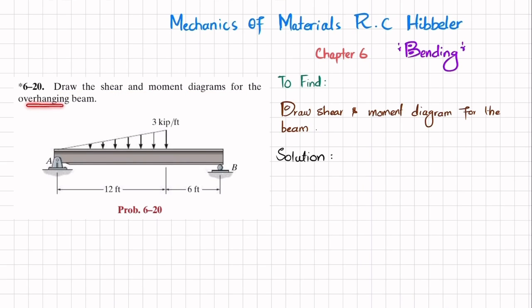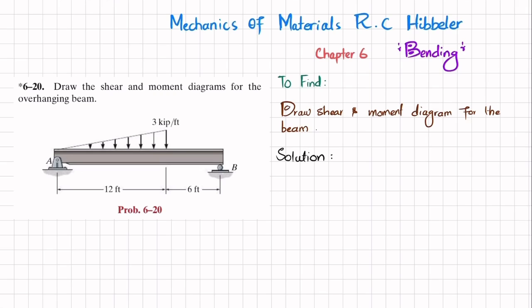Here it is written as an overhanging beam, but it is not an overhanging beam, it is a simply supported beam. So this is the beam AB, clear, and there is a pin support at point A and a roller support at point B. And there is a triangular load from A over a length of 12 feet from this end A, which is 3 kips per foot. So here the load is 3 kips per foot, and here it is 0. So we have to draw the shear and moment diagram for the beam.